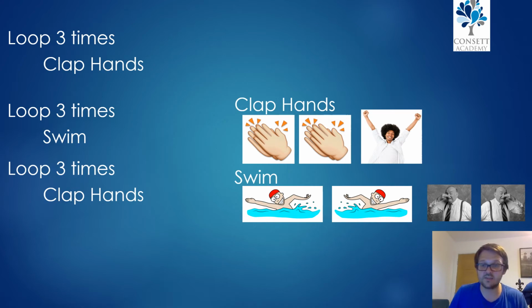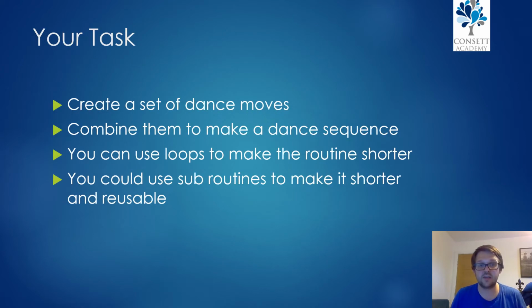Now your task is to create a set of dance moves. What I'd like you to do is work out what dance moves you have. You can steal mine if you want. Clap, arms, it could be wiggle, it could be touch your head, it could be anything. All I've done is gone on the internet and found some pictures, but you can draw your dance moves out on a piece of paper, whatever you'd like to do. But what I'd like you to do is plan out what your dance is going to look like. If you can, use some loops to try and make it shorter.